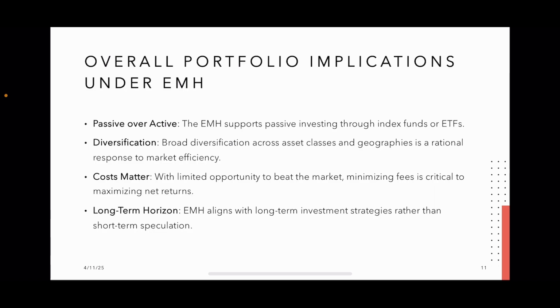The overall implications of the efficient market hypothesis. Passive over time: the hypothesis supports passive investing through index funds or ETFs. Diversification: broad diversification across asset classes and geographies is a rational response to market efficiency. Costs matter: with limited opportunity to beat the market, minimizing fees is critical to maximizing net returns. And finally, long-term horizon: the efficient market hypothesis aligns with long-term investment strategies rather than short-term speculation.